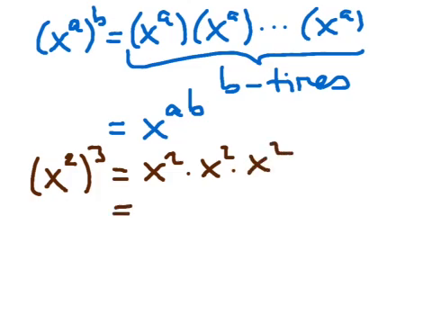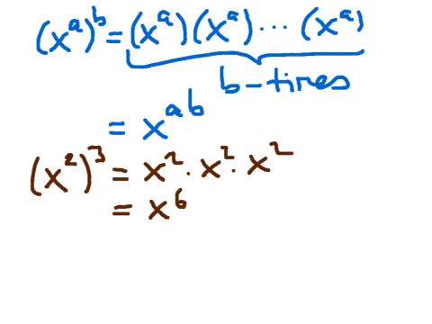And we could either expand that out and just realize that what we have here is x times x times x times x times x times x, so there are 6 powers of x, or we could use our previous rule and say we add this to this, which gives us x to the 4, and then we could add that to it, which would give us x to the 6. So either way we will get the result of x to the 6, which is 2 times 3.